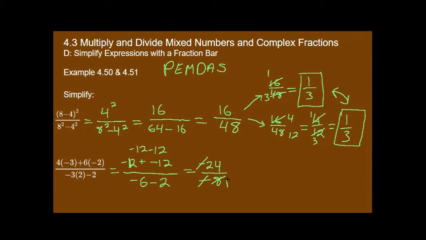8 goes into 8 one time, 8 goes into 24 3 times, and after I get rid of all the crossed out things, I'm left with 3 over 1. And while this is a correct answer, you can still simplify it even more, and that's going to be 3. Okay, so that's how you would simplify these more complex problems.